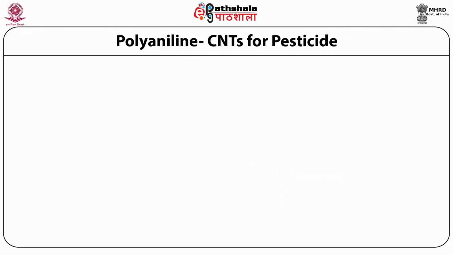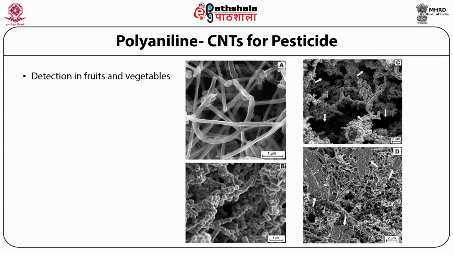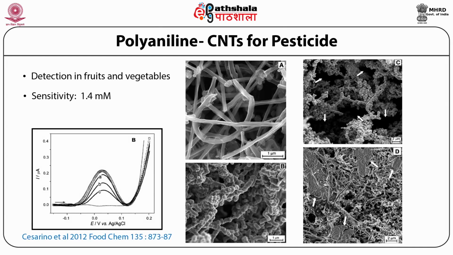This is an example of pesticide detection, again using carbon nanotubes with polyaniline as an immobilization matrix. In this work, pesticides were detected in fruits and vegetables. What is important to note here is the sensitivity of detection, which is as low as 1.4 micromolars and a short detection time of only 10 minutes.